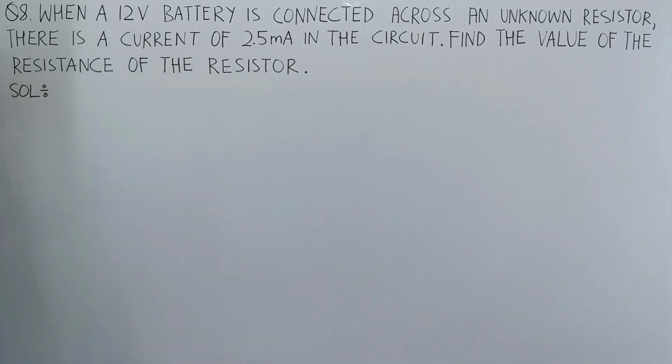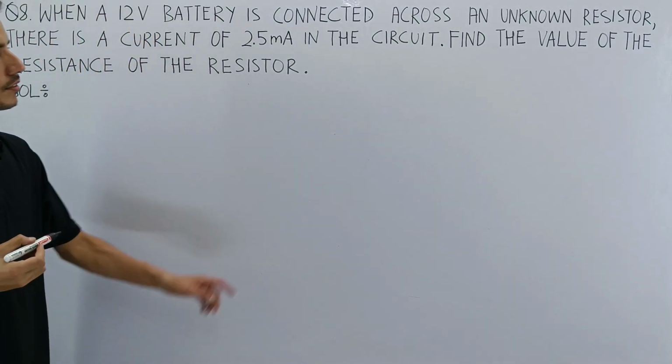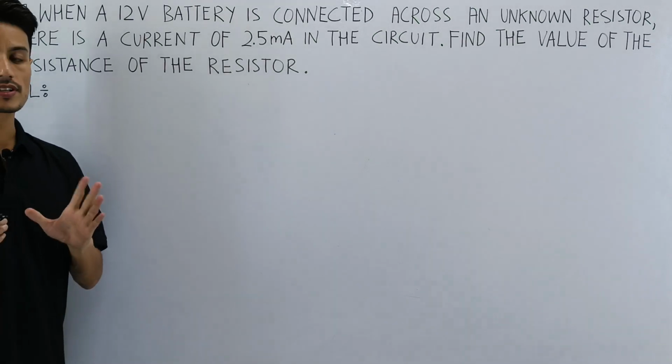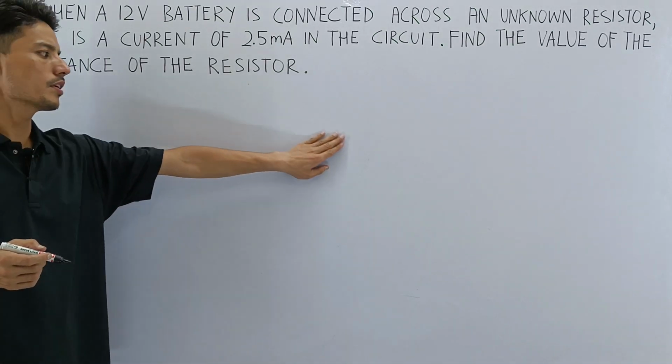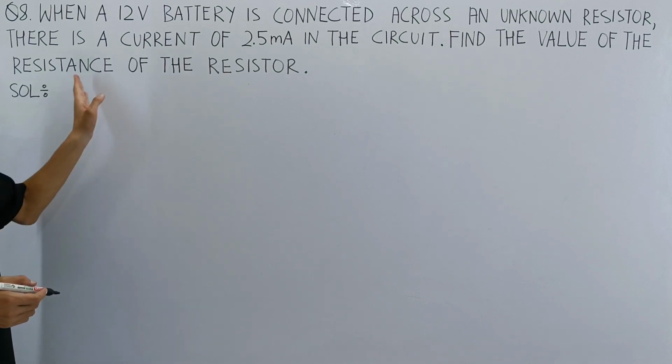Question number 8 reads, when a 12-volt battery is connected across an unknown resistor, there is a current of 2.5 milliamperes in the circuit. This is milliampere. Next, find the value of the resistance of the resistor. This is a very easy question. All we have to do is use Ohm's law and then get the answer. All we have to do is find the resistance only.